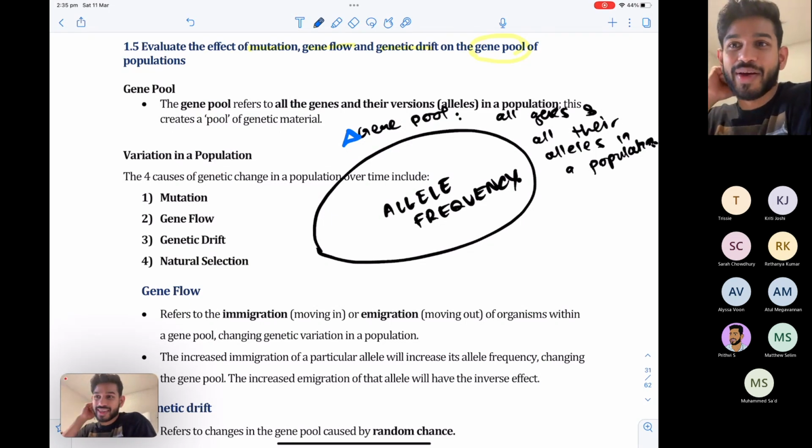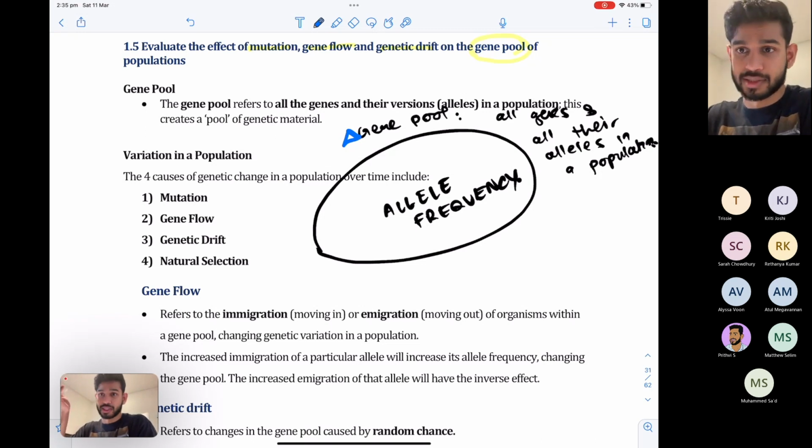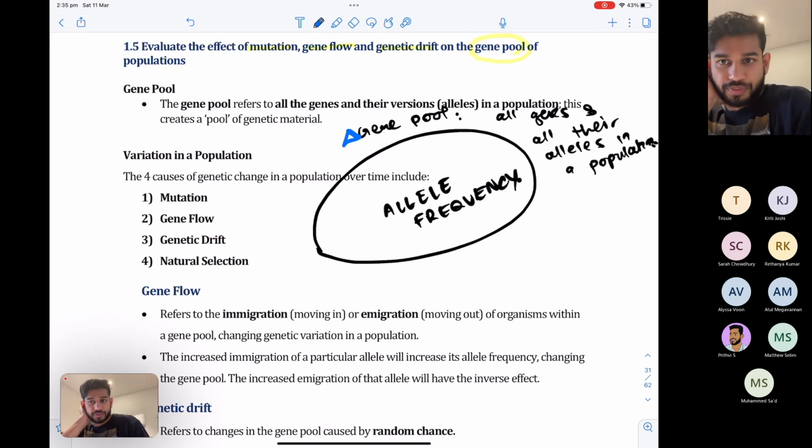I know it's all listed here, but I need some explanations, right? So when we say the gene pool is changing, we're talking about allele frequencies. That's in reality what we're talking about, right? So I want you all to explain to me how mutation can change allele frequency, how genetic drift can affect allele frequency, etc. So, Matthew, we'll start with you. How does mutation affect a gene pool?